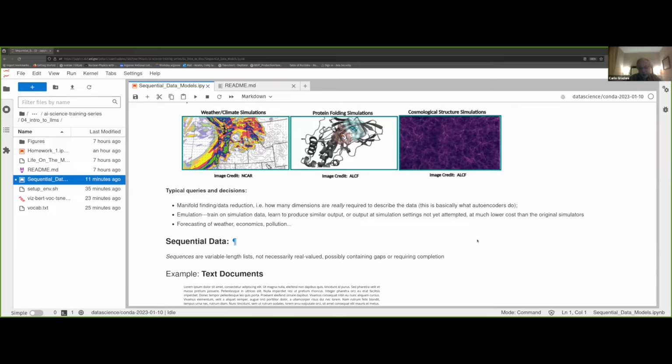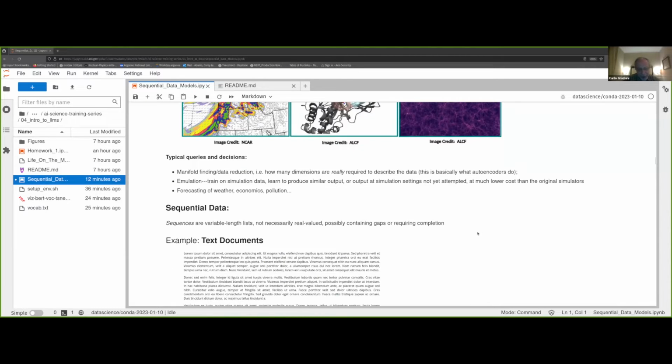And emulation. Some of these simulations are very expensive to compute, and you might want to learn from several of them to predict what might be observed at a parameter setting where you haven't yet conducted a simulation, with an emulator that's much faster than the simulator. And there are other activities such as forecasting of weather, of economics, of pollution, and so on.